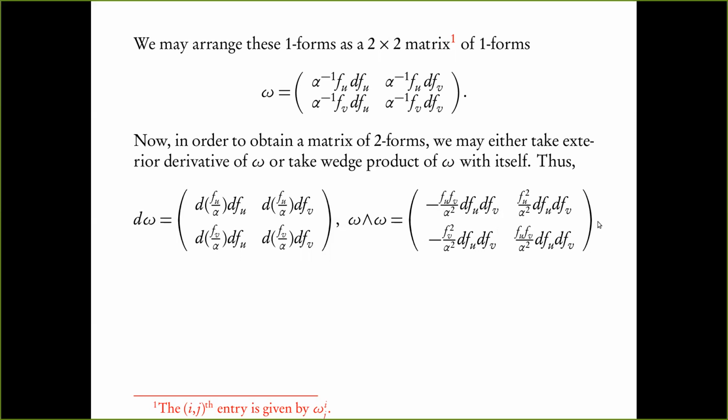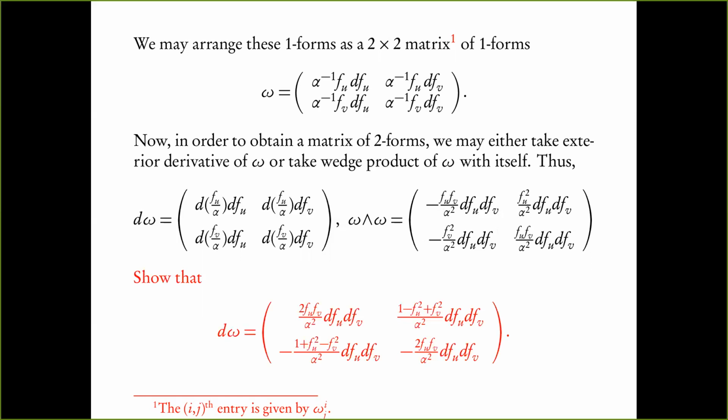Is that clear? Okay. So the exercise that I'll leave you to check, again, it's a couple of lines, is that if you simplify d omega, meaning you compute this thing, you'll see that this is what you get. So again, you get dfu wedge dfv as a common 2 form, but the entries are of this type. The first entry is 2 fu fv by alpha square. The second entry is minus 2 fu fv by alpha square, whereas the entry up here is 1 minus fu square plus fv square, whereas here it's minus of this. Okay, but the fu square and the fv square change signs.